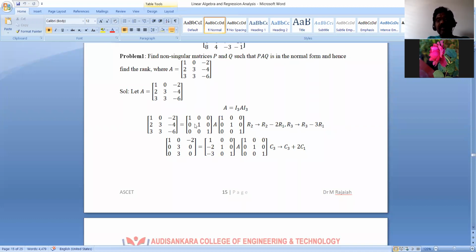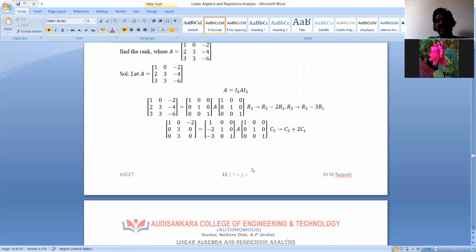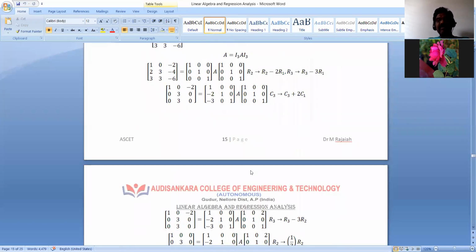So the pre-multiplier is 1, 0, 0, minus 2, 1, 0, minus 3, 0, 1, and the post-multiplier is the same. Next, we have to perform column operations.